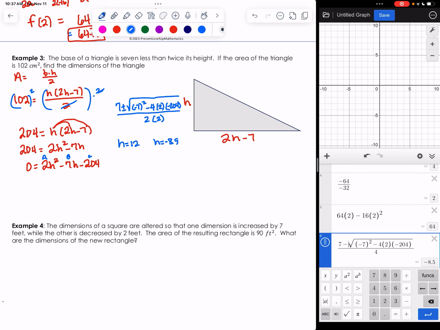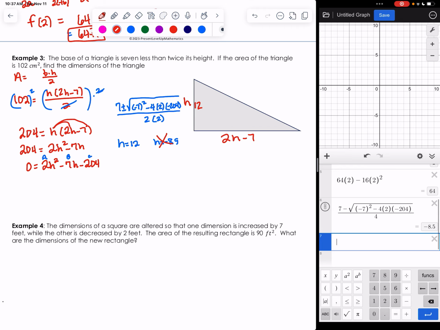Now, let's think about this. Only one of these answers really makes sense for this problem. So ask yourself, can the height of a triangle be negative? And hopefully you said no, so we're going to disregard this answer. All right, so we know the height is 12. So I'm going to put a 12 here. We know the base is twice the height, which would be 24, minus 7. 24 minus 7 is going to give us a base of 17.